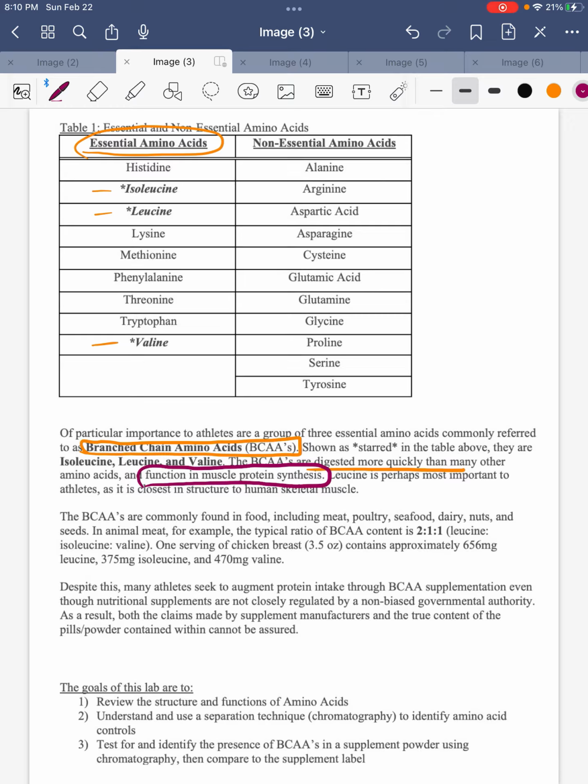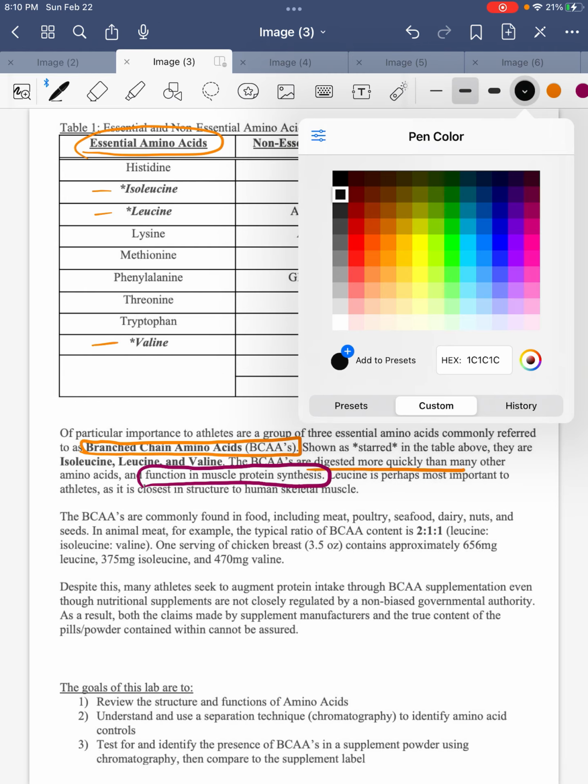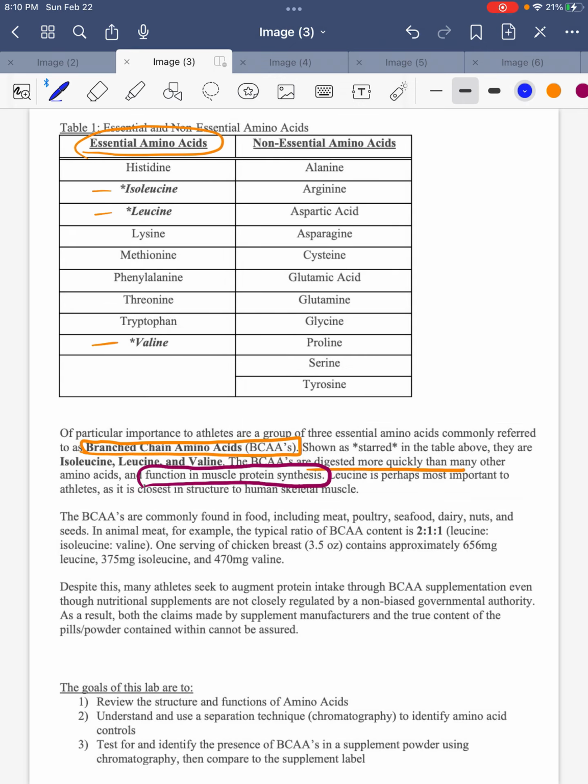Now, do we need supplementation? Of course not, because these branched chain amino acids are commonly found in food. You're going to get a lot from meat, poultry, seafood, dairy, nuts, seeds. The ratio that we like is 2 to 1 to 1, where it's 2 parts leucine to every 1 part isoleucine and 1 part valine.